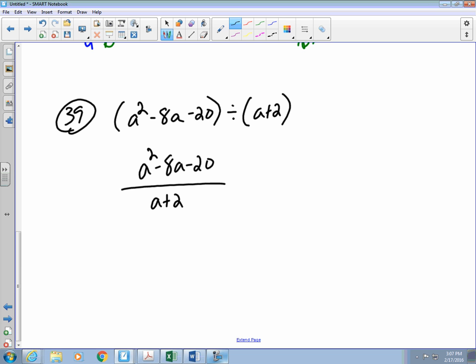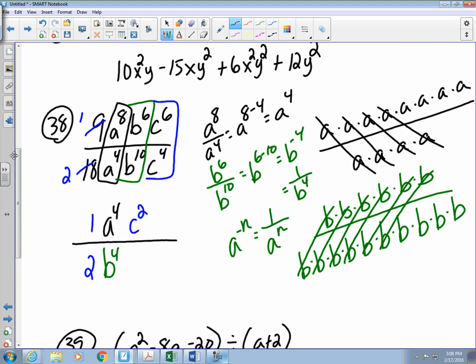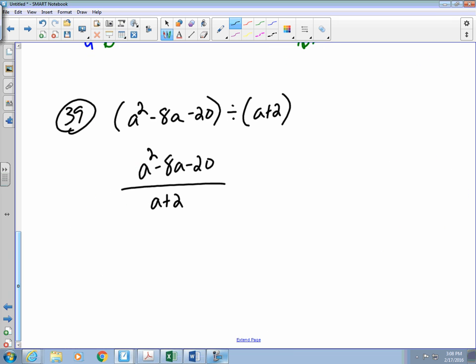Now, what I want to prove to you here is that you have to create a product in order to cancel out, like I was doing up here. You had to have products in order to cancel these. Well, if you look at this expression, I don't have a product, right? I have subtraction signs and a plus sign on the bottom. Now, that's why we learn how to factor, is because it creates products. Real quick, just want to show you why.